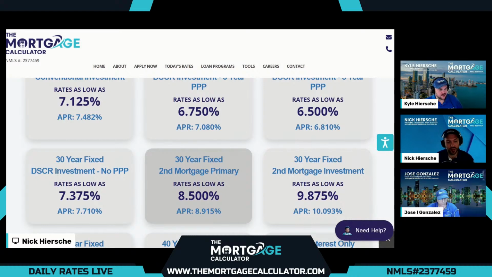Rates as low as 8.5, final APR 8.915. Substantially lower rates than a HELOC. Not adjustable, and these are non-QM programs, so can use bank statement and similar income types. And same option for our investors to get cash out of an investment property without touching that first mortgage. Rates as low as 9.875, final APR 10.093. So great options for our customers with great first mortgages.